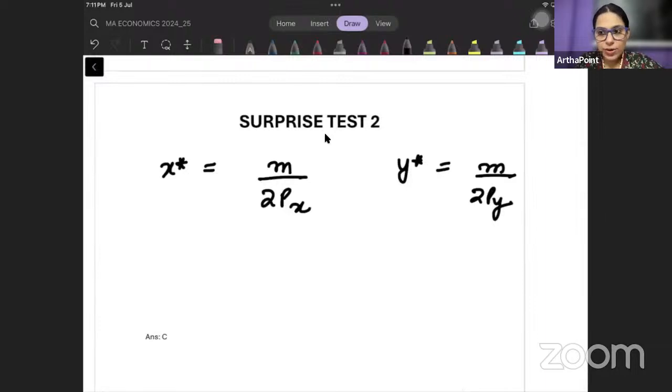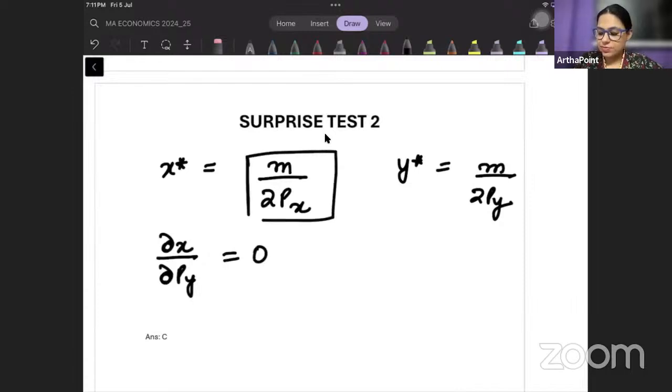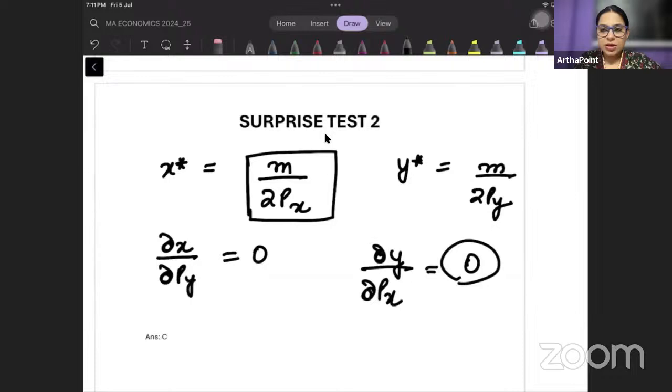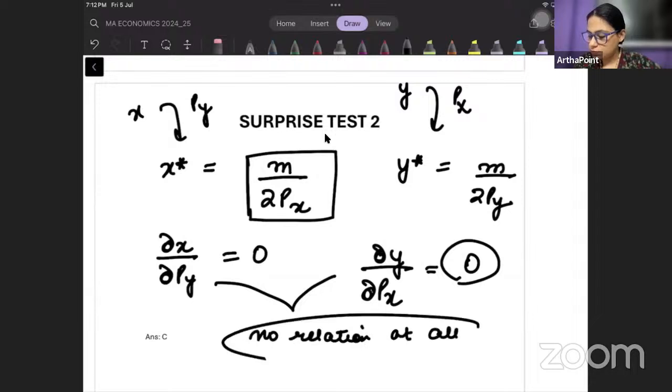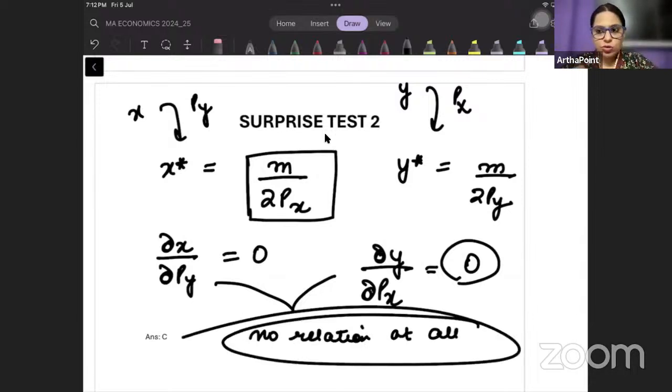So for gross, how do I check? How x changes as price of good y changes? 0. There is no py here. How y changes as price of good x changes? 0. So x is not changing when price of good y is changing and y is not changing when price of good x is changing. So from the gross relation, what do I know? That there is no relation at all. No gross substitute, no gross complement.